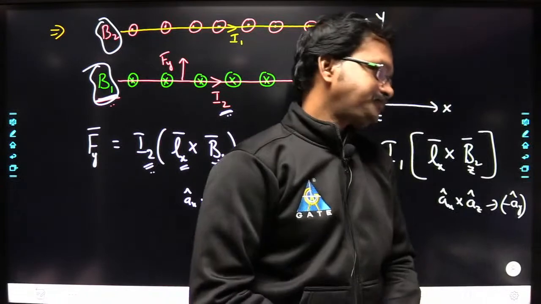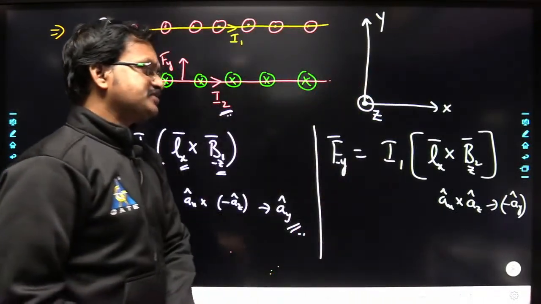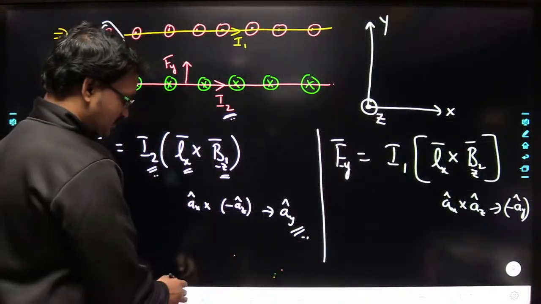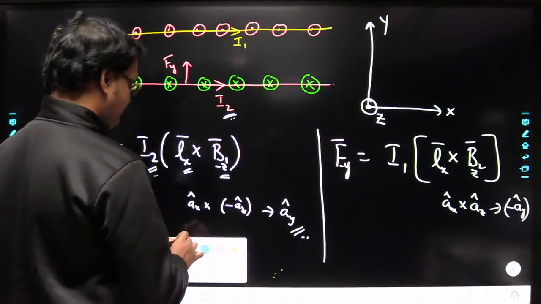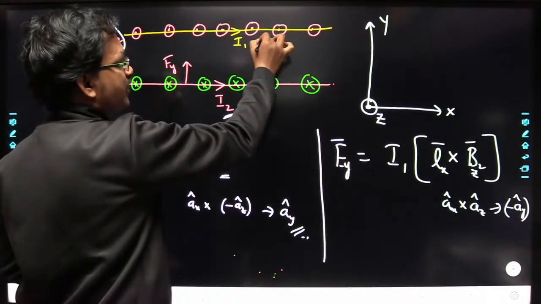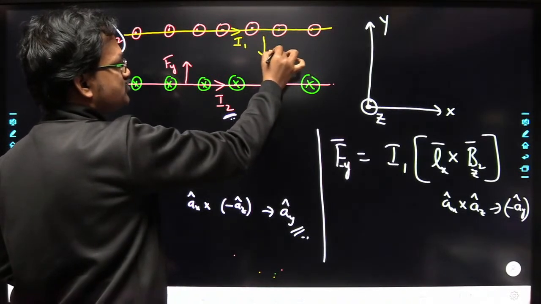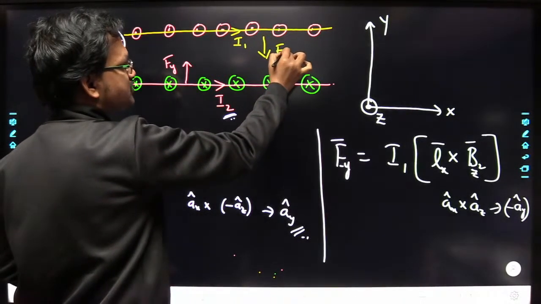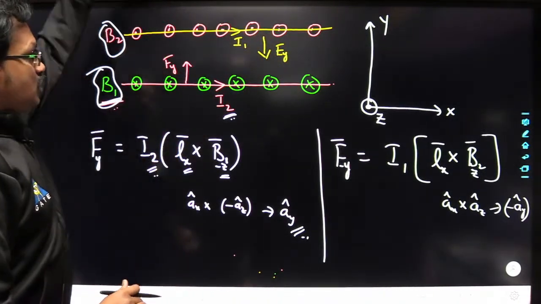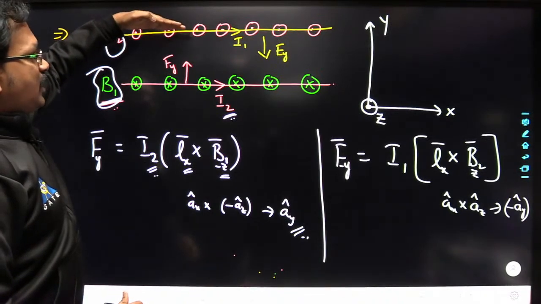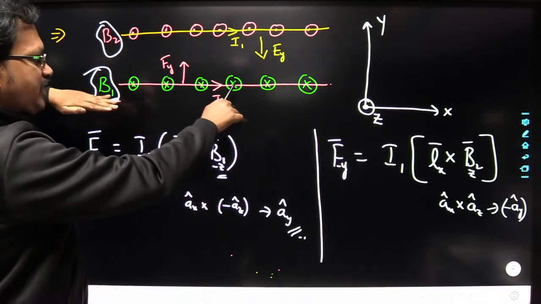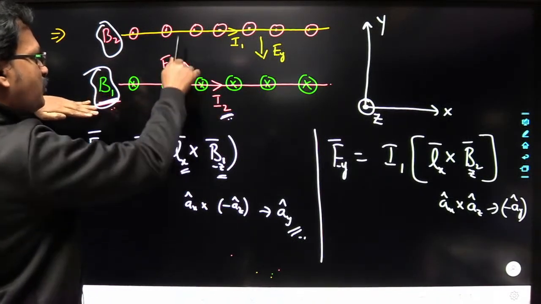Yes or no here? It is going to experience the force in negative y direction. So that means this current carrying wire I1 is going to experience the force in negative y direction. This current carrying wire I1 is producing the magnetic field B1, and whenever you place I2 in this magnetic field, it is going to experience the force in positive y direction.